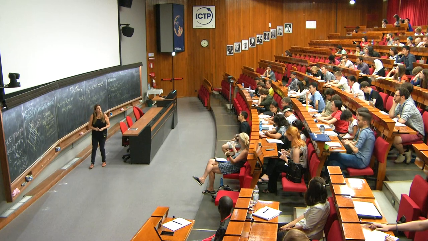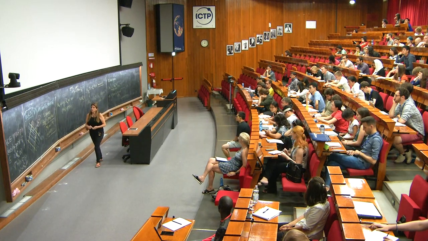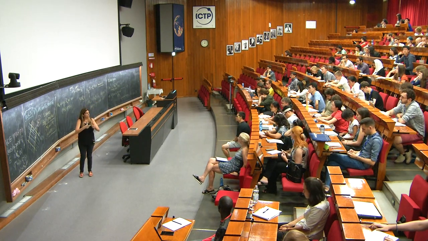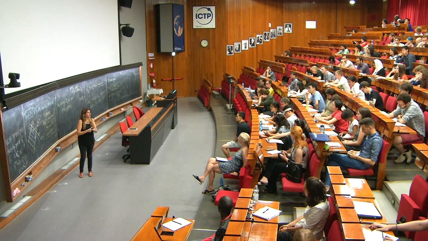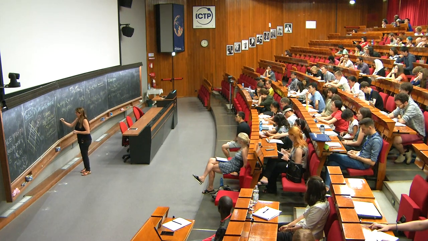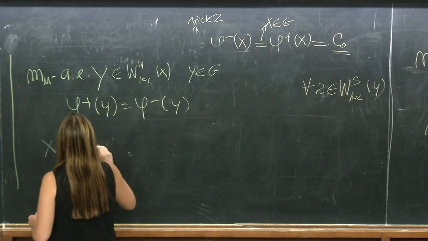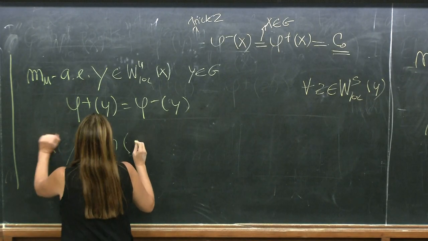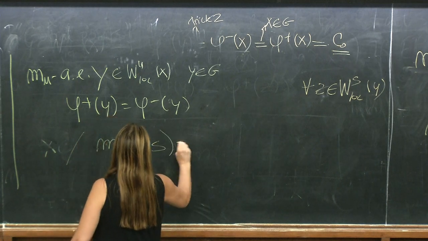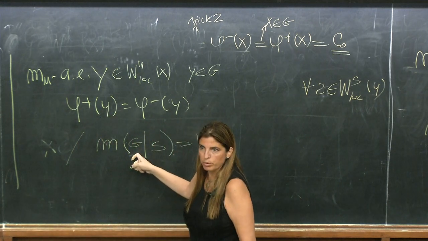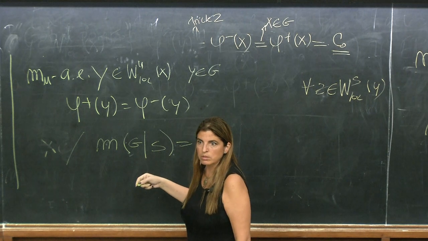No, we're using just that the measure of G on the square is 1. We're using it in this sense. And x is one point of this. Okay.